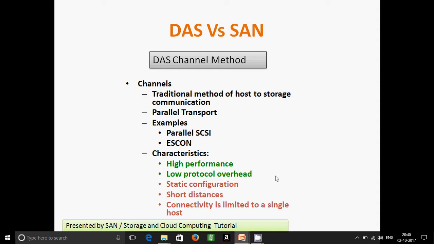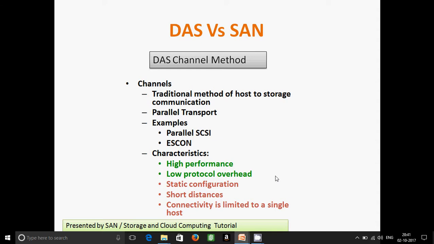Today I'm going to discuss what is DAS and SAN. In the previous slides I discussed SAN and the benefits of SAN in my last videos. So today I will tell you what DAS is and what SAN is. Basically, DAS is the channel method. It was our traditional method where we used the channel for connectivity between the storage and the servers.